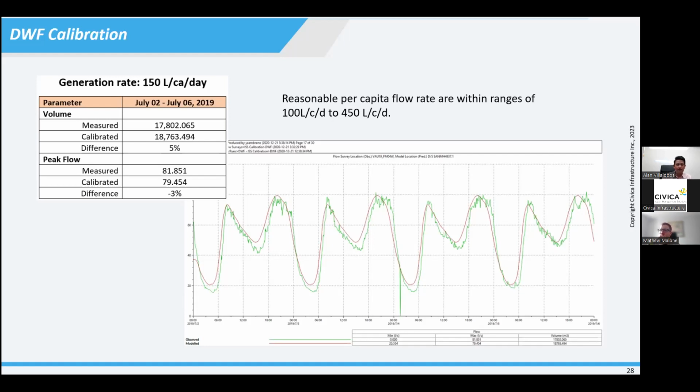Now that we did the analysis for the dry weather flow data, we can start calibrating the model using that data. You obviously want to calibrate the dry weather flow without any precipitation. So you have to select a period of time where there's no precipitation at all, or a very minimum, like less than 5 millimeters, less than 2 millimeters of rain, to run your model and see the results for the calibration. Here is an example where we use flow data. The generation rate for this particular station was 150 liters per capita per day. We run it and see the results for the dry weather flow calibration, which are very good. There's a difference of 5% in volume and a difference of minus 3% in peak flow for the dry weather flow calibration.